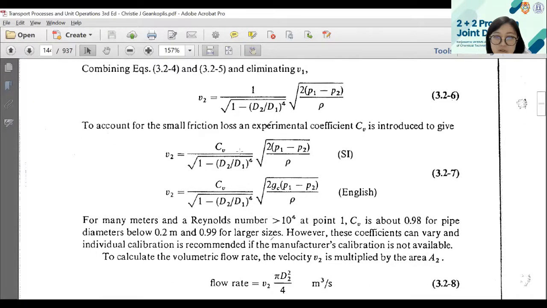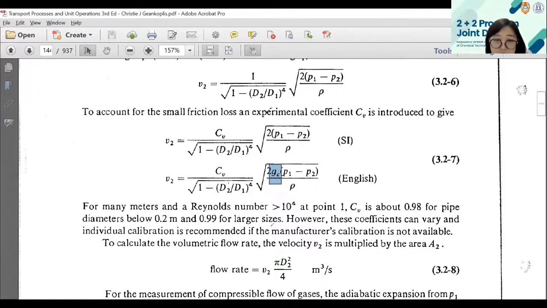Okay. Don't forget, in the Venturi meter, if we use the English unit, don't forget gc here. And Cv, the Reynolds number must be higher than 10,000. Cv is 0.98 for pipe diameters below 0.2 meter and 0.99 for higher than 0.2 meter.